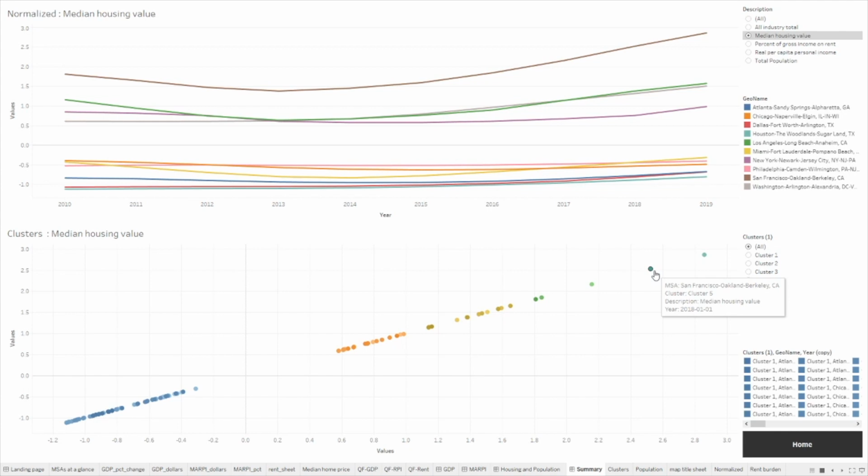Tableau uses the k-means clustering algorithm to make its groups, and we chose 5, which is the conclusion that we came to in the paper after we did PCA on the data. But you can see that San Francisco in 2019 and 2018 are in their own group. 2017, 2016, and 2010, it's in its own group again. And it is less drastic in the other clusters.